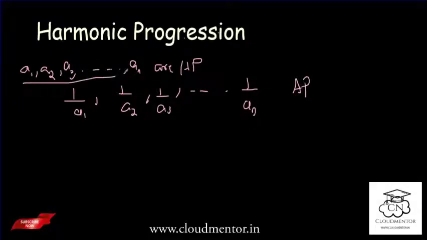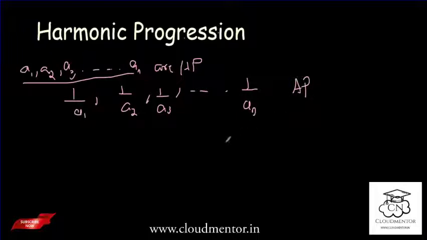This will be forming HP, that is harmonic progression, only if 1 by A1, 1 by A2, 1 by A3, etc. up to 1 by An, the reciprocal of that sequence, forms the AP. Then it is said to be harmonic progression.